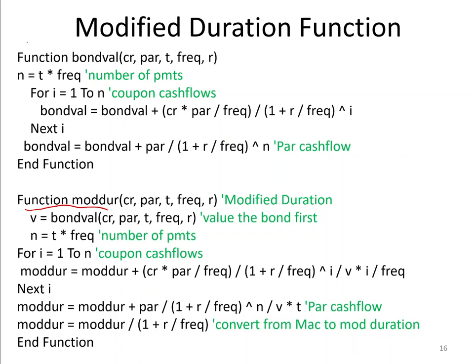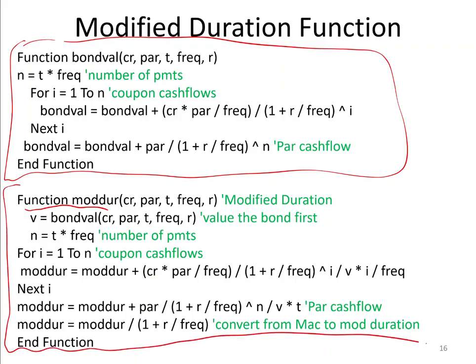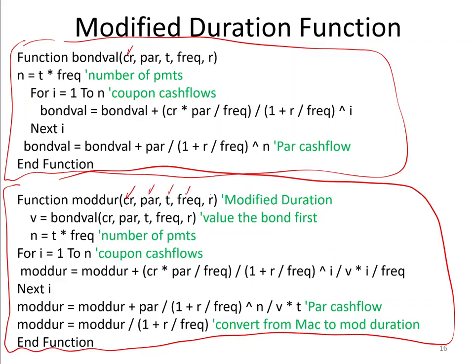Now we've already played with this function, bond val, and let's assume that bond val is in your Excel module, your VBA module. We're going to add the second program called mod dur, which is going to calculate the modified duration of the bond. So let me show you how this program works. Modified duration has 5 parameters. Actually, it's the same parameters as the bond val: coupon rate, par, T, frequency, and discount rate.